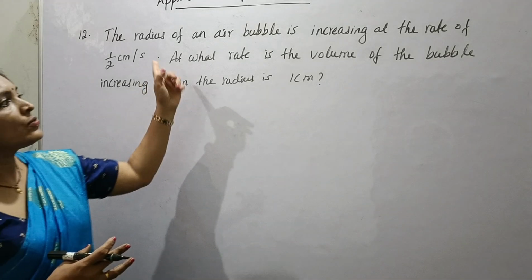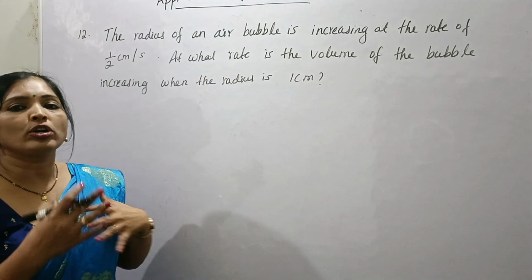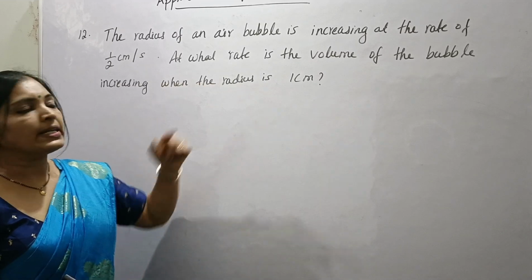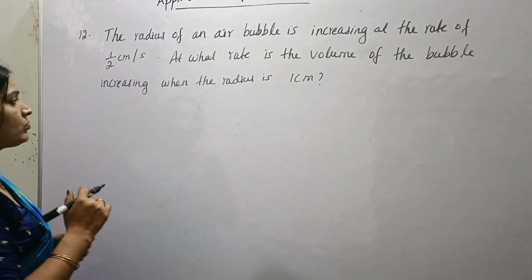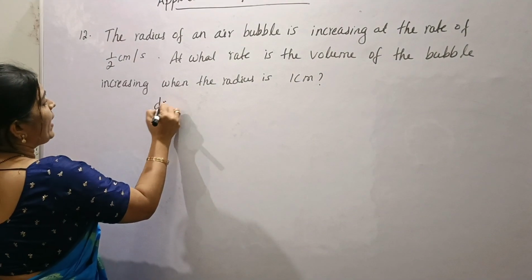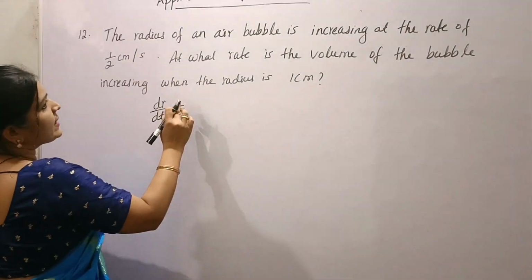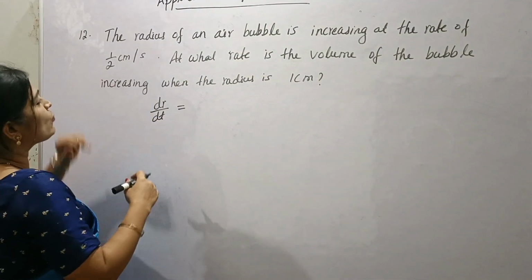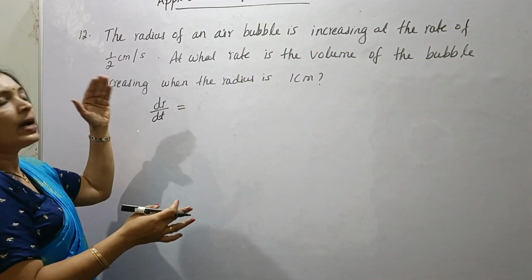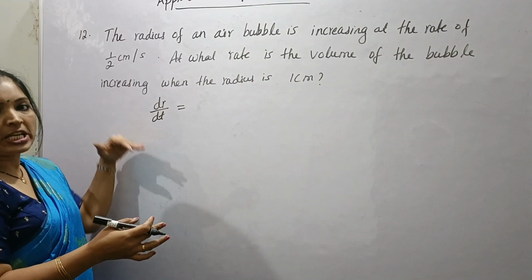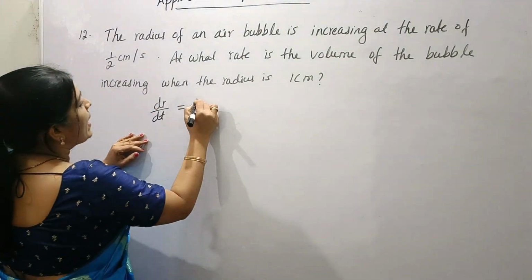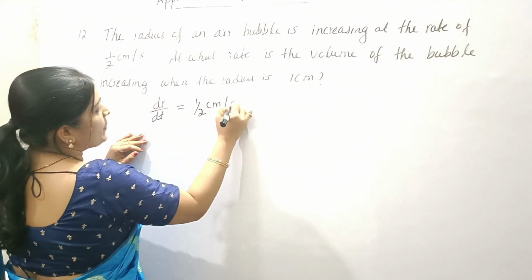So here we have to find the volume of the bubble, that is, how much volume is increasing when the radius is 1 centimeter. So what is given? dr by dt is given. The radius is increasing at the rate of 1 by 2 centimeter per second, which means the rate of change of radius with respect to time, dr by dt, is 1 by 2 centimeter per second.